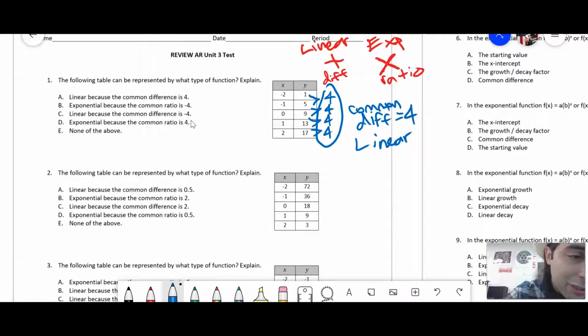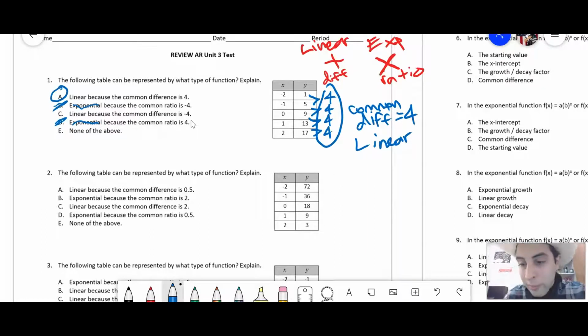I see B says exponential. That ain't right. That ain't exponential. D says exponential. That ain't right. Okay, now A and C. A says linear because the common difference is 4. C says linear because the common difference is negative 4. Okay, so it's important that we know whether it's positive or negative. And see how the y values are going up by 4 each time? It's a positive 4.